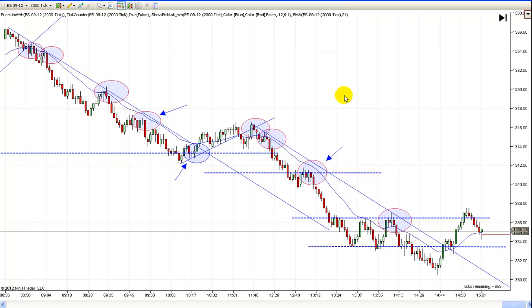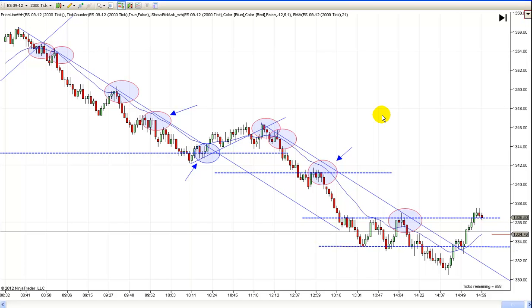But hopefully you had a good trading day. It was a nice downtrend. If you didn't, hopefully you see what I saw today and what you should have been looking for.